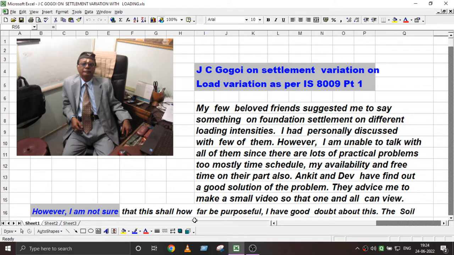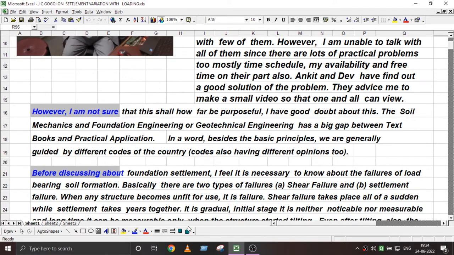Before going to discuss this settlement, it is better for me to say something about soil. Soil mechanics and foundation engineering, or geotechnical engineering, basically have a big gap between textbooks and practical application in the field.